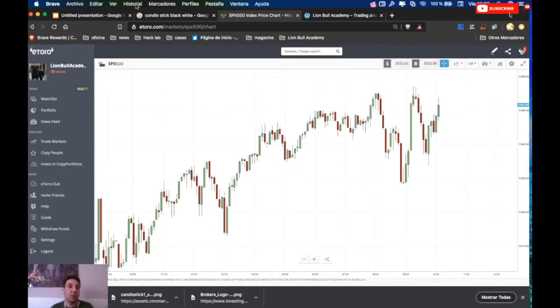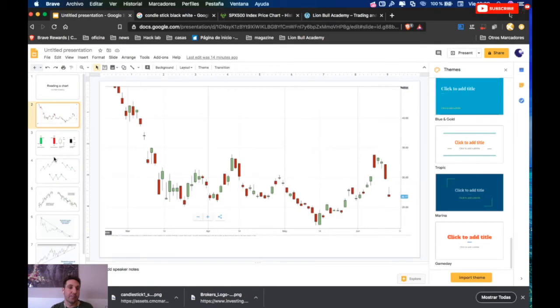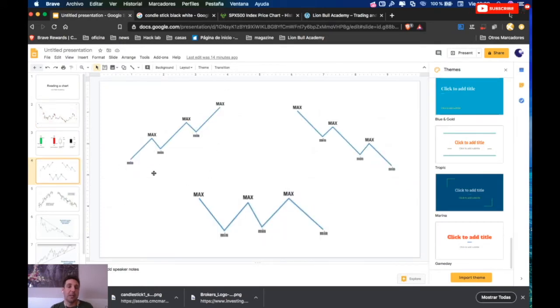Let's now continue with these examples. Here, let's forget for a moment about the candles and just look at lines. This is the movement of the price only at the close, the close price. We don't care where the open is, only where the price closes each minute. Here you can see the price going up and making one maximum, one high. Then the price goes down and makes one minimum, one low.